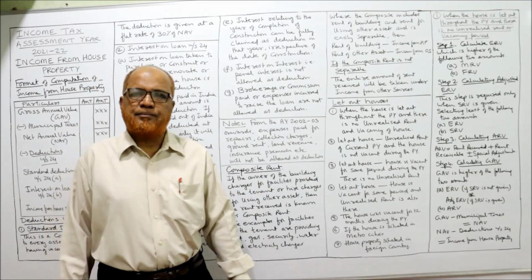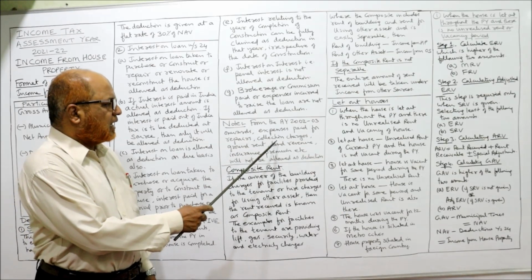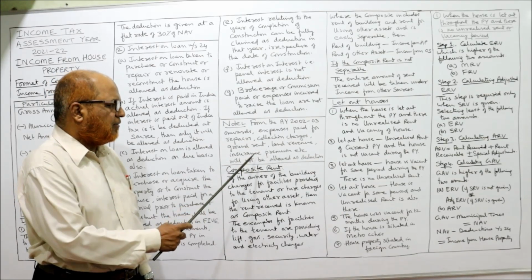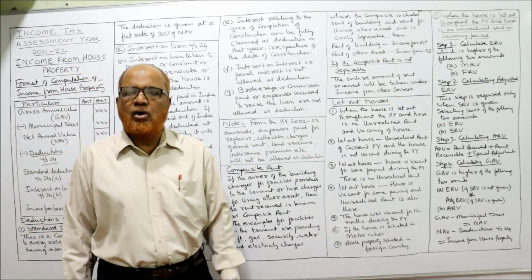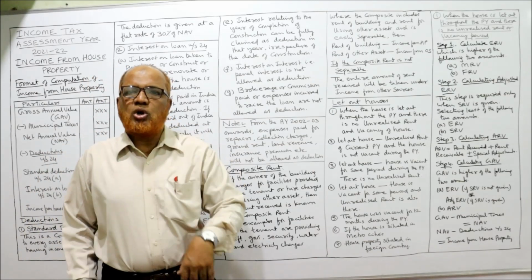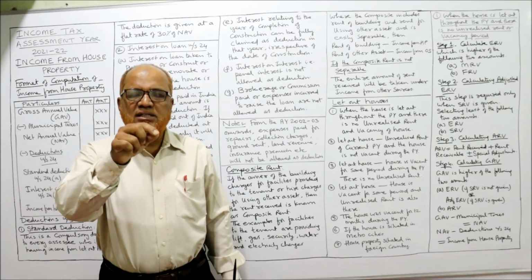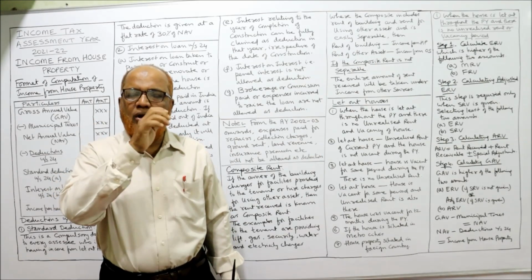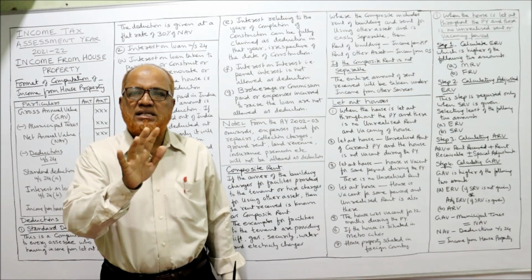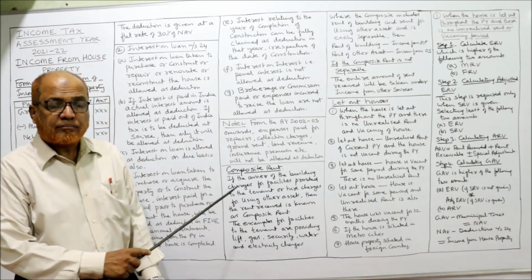No third deduction. While doing the problem, we will come across these items: repairs, collection charges, ground rent, land revenue, insurance premium, etc. All these items will be given in the problem. Your job is, in the note, you should specify that these expenditures will not be allowed as deduction. That's it. This special note you remember.